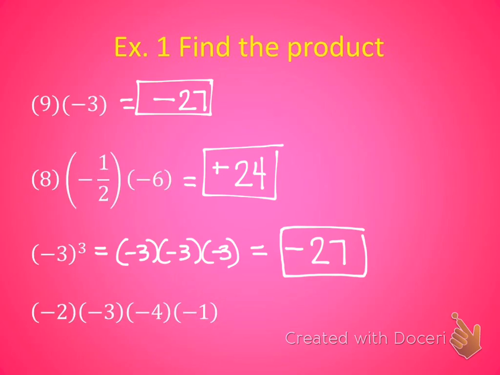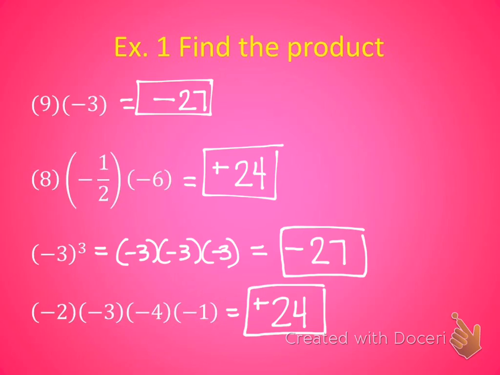Okay, let's count up this next one. How many negative signs do I have? 4. So what's my answer going to be? Positive or negative? Positive. Now let's just multiply. 2 times 3 is 6, times 4 is 24, times 1 is still 24.